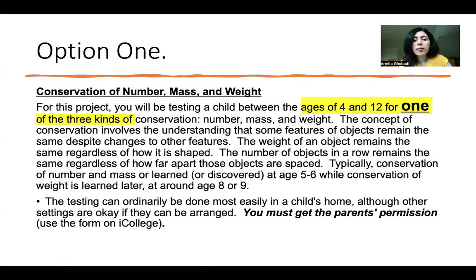Option number one is conservation of number, mass, and weight. You're going to choose one of these, either number, mass, or weight. You're not going to do all of them, okay? You need a child here, and the child must be between age 4 and 12. It shouldn't be older or younger, because if they're older, they're going to answer every question because they are too smart. And if they're younger, they haven't developed cognitively yet, so the experiment wouldn't make sense, and it's going to be a bad experience for the kid as well.